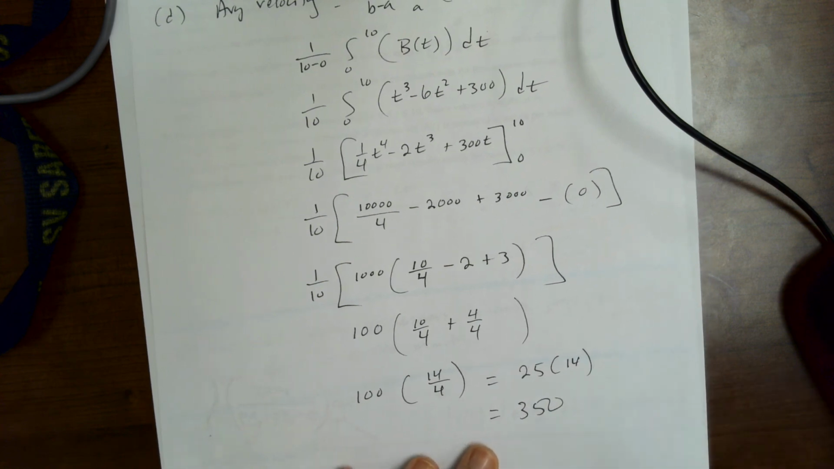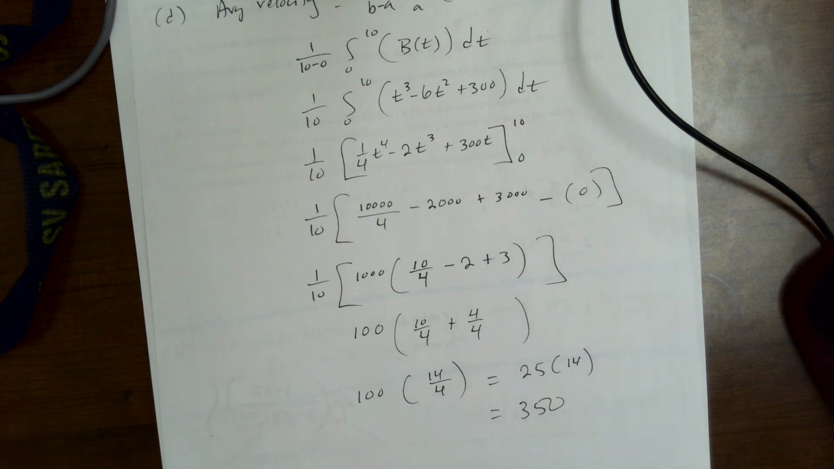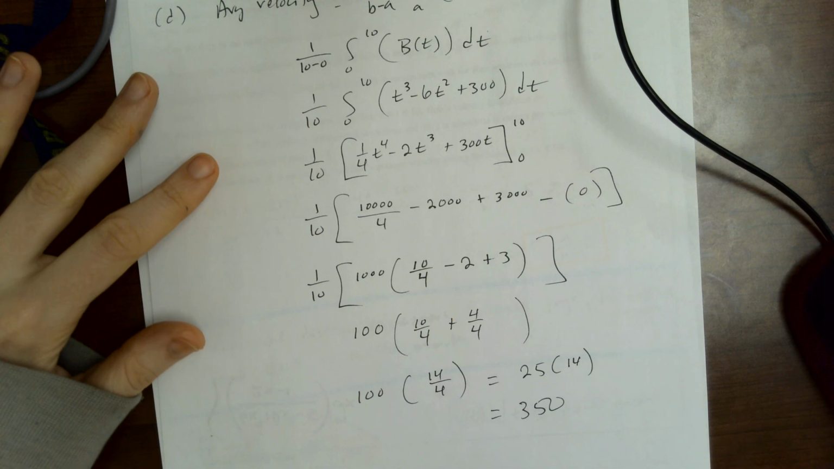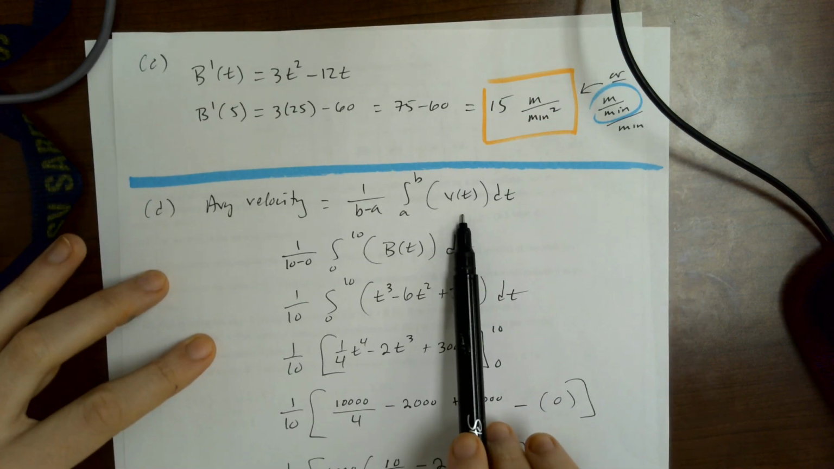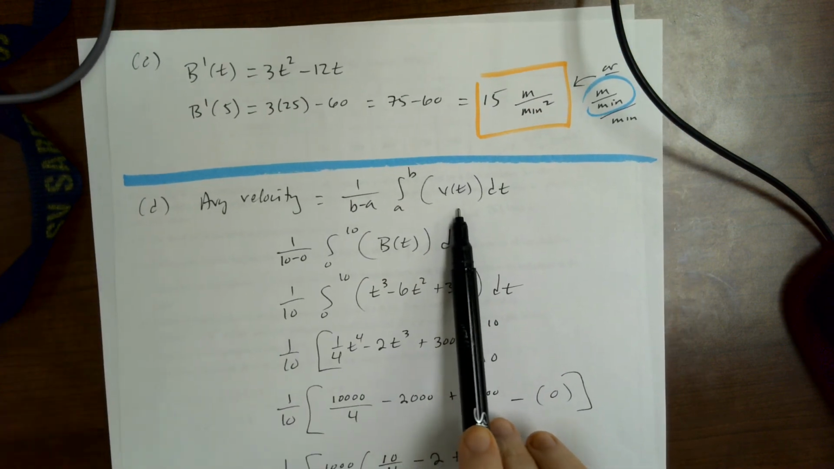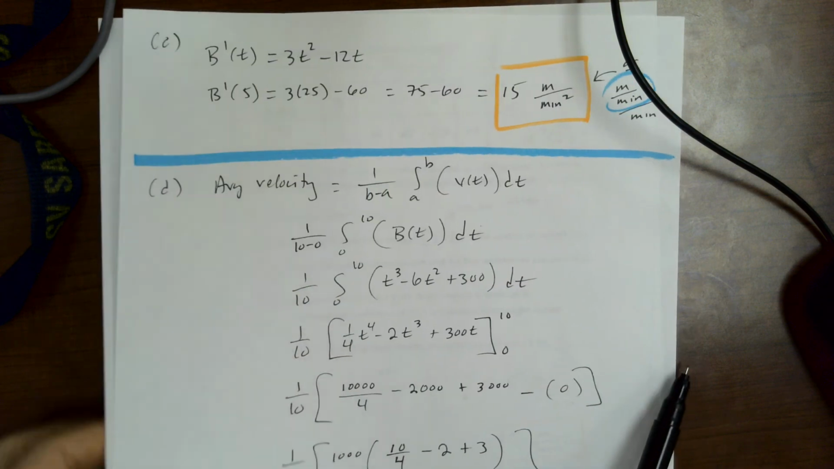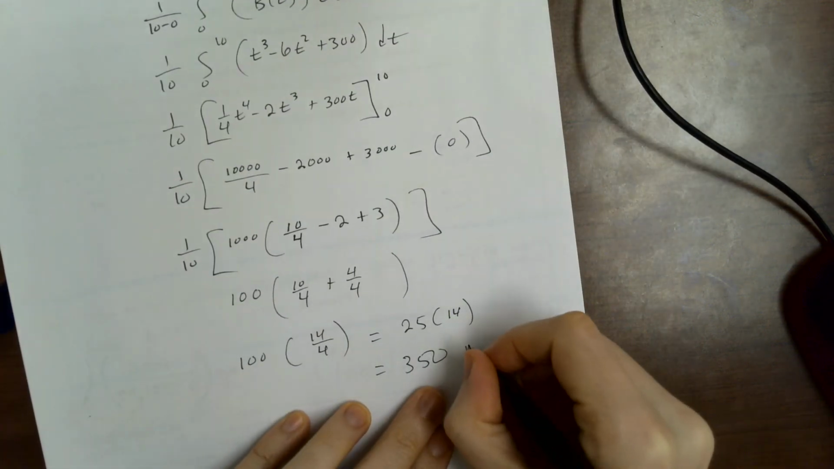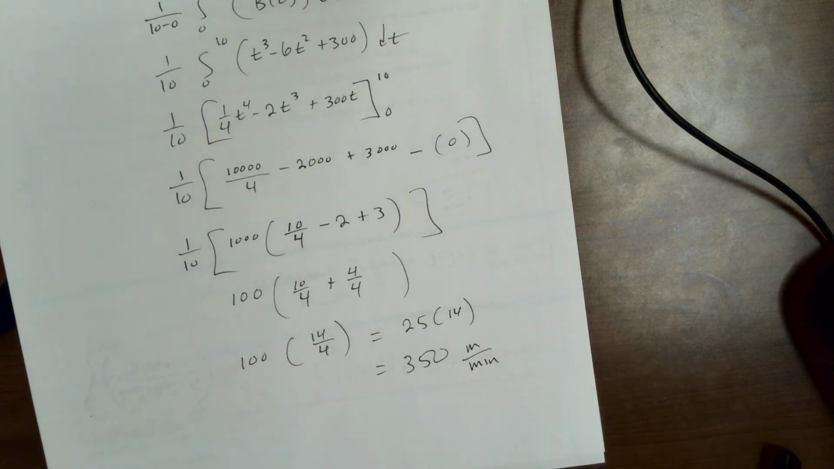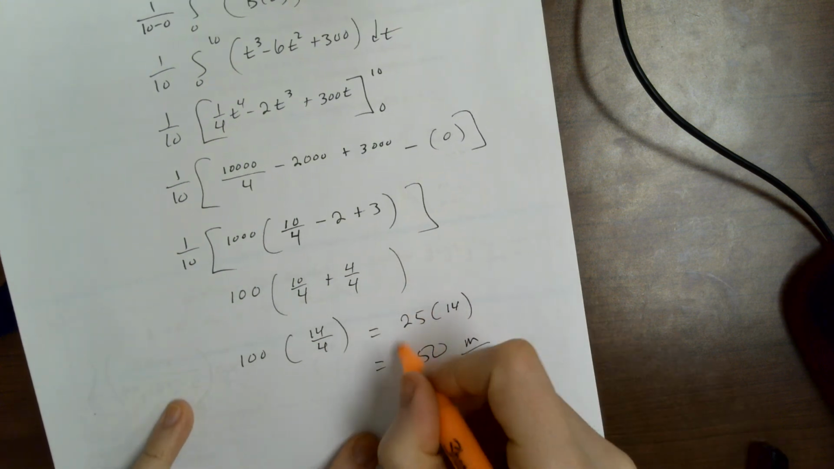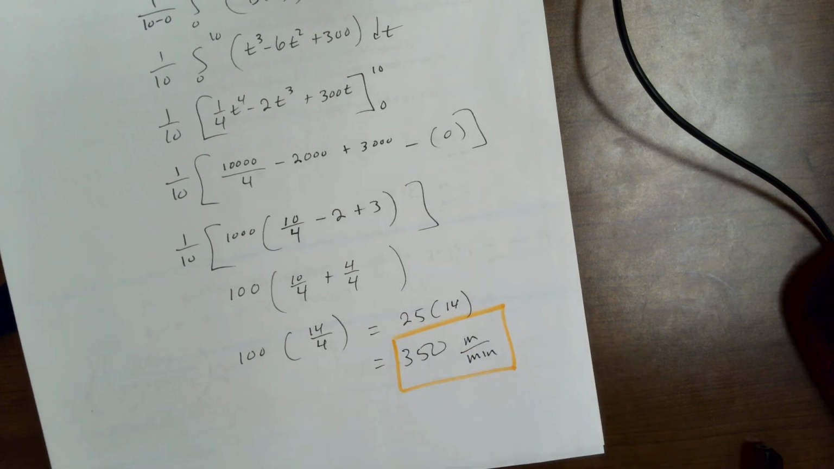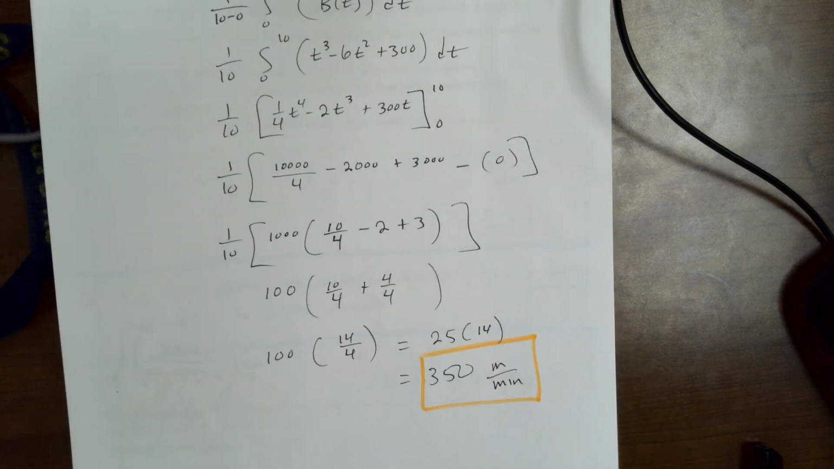Now, we're not finding displacement or total distance. If we were, then the units would be meters. We are finding average velocity. So the average of velocity is going to have the same units as velocity. So this is 350 meters per minute. Okay. And guys, you don't have to do the arithmetic the way that I did, but like I said, when you're dealing with a lot of digits and having to do things by hand, sometimes it works to factor something out, but do it however you want.